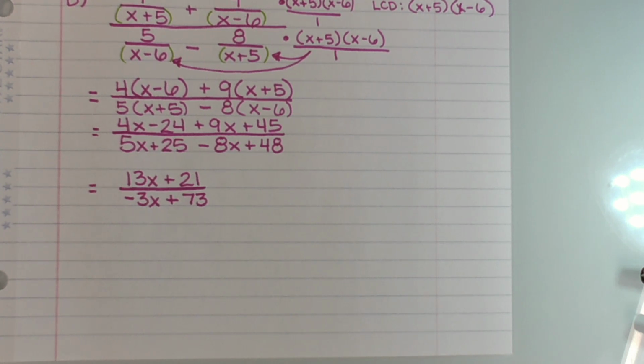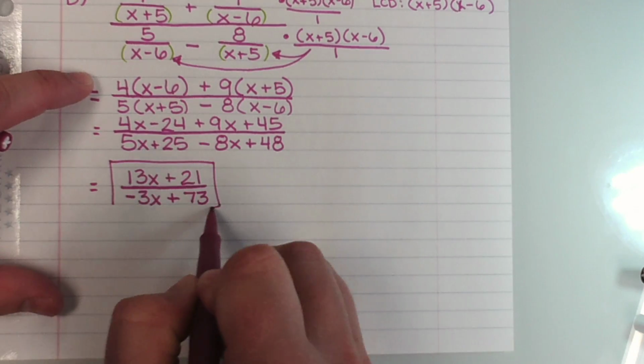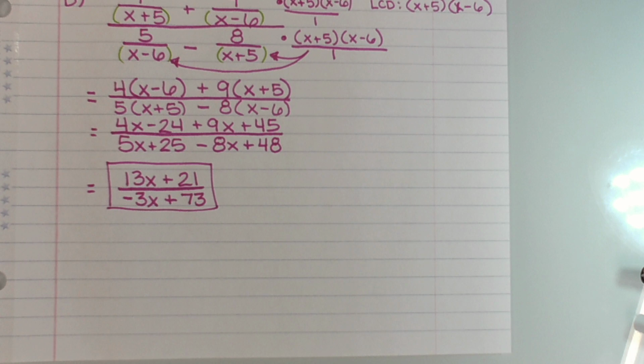Distribute, combine like terms, factor was next. Can I factor 13x plus 21? Can I factor negative 3x plus 73? Technically, they don't want the negative there. They'd factor out the negative. They'd put it in front. I'm not too worried about that on these ones. Get that negative out of the denominator if other things simplify. Otherwise, this is fine. Sometimes the answer's not pretty. And that's the reality of it.